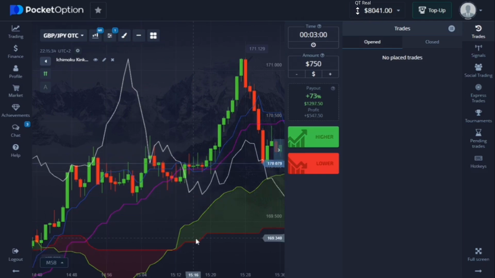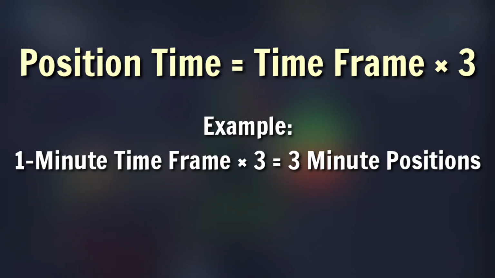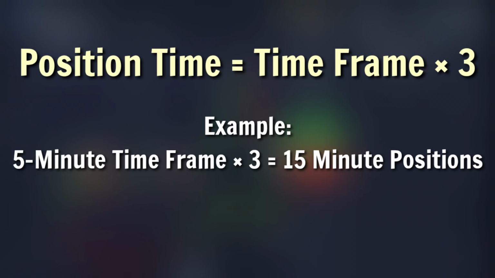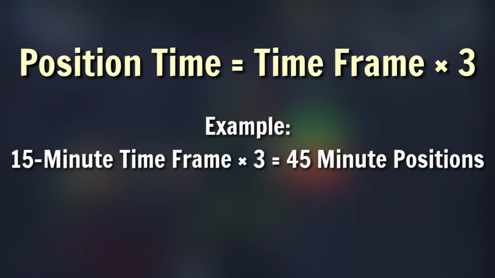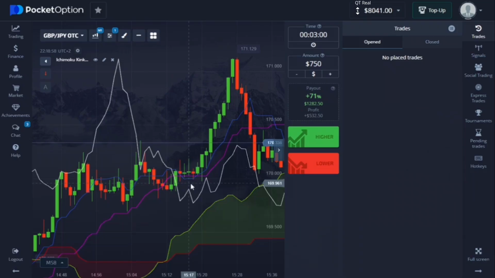Now, when it comes to opening trades, you want to open positions 3 times the time frame you're using. So if you're using the 1 minute time frame, you want to be opening 3-minute positions. If you're using the 5-minute time frame, you want to be opening 15-minute positions. And if you're using the 15-minute time frame, you want to be opening 45-minute positions. In this case, I'm using the 1 minute time frame, so therefore I'd be opening 3-minute positions.